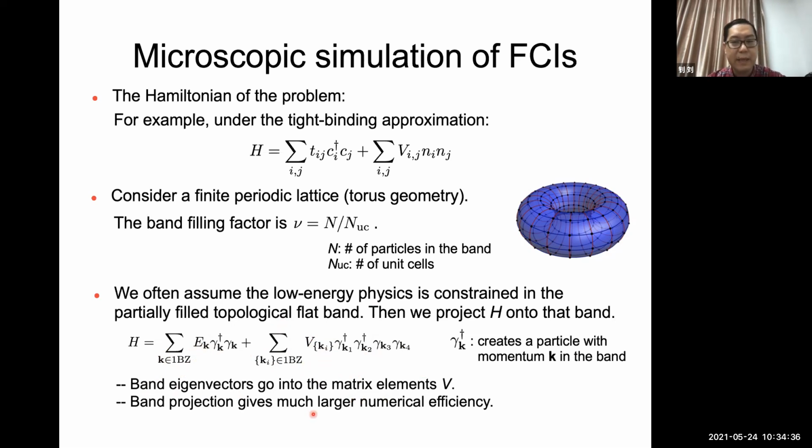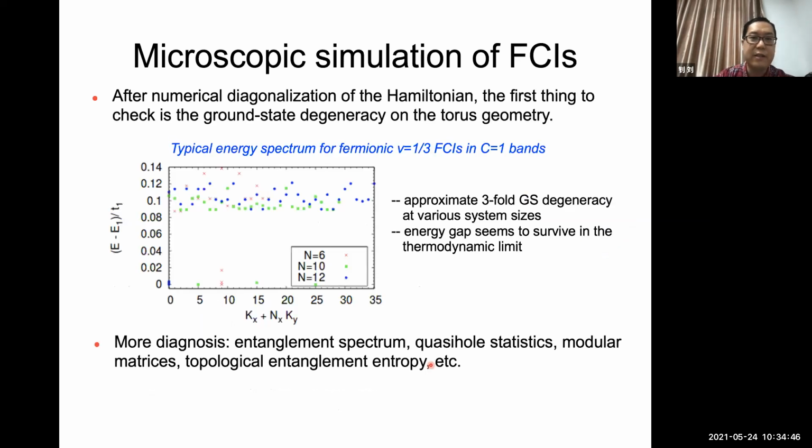Okay, then we can use many numerical techniques to diagonalize this projected interaction. For example, we can use exact diagonalization or DMRG. And then we have many things to check to confirm the ground state is a fractional Chern insulator. Well, I think the first thing to check is the ground state degeneracy on the torus. And this is a typical energy spectrum for a fermionic 1/3 fractional Chern insulator in a Chern number equal to 1 band. You can see that the ground state is always approximately 3-fold degenerate for different system sizes, 6, 10, or 12 electrons. And this degeneracy becomes better with the increasing of the system sizes.